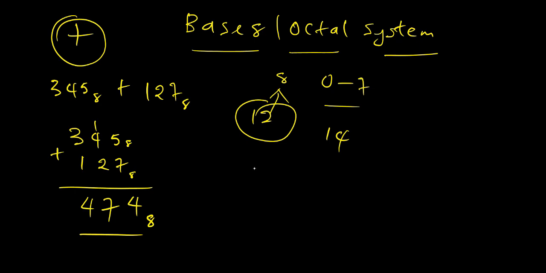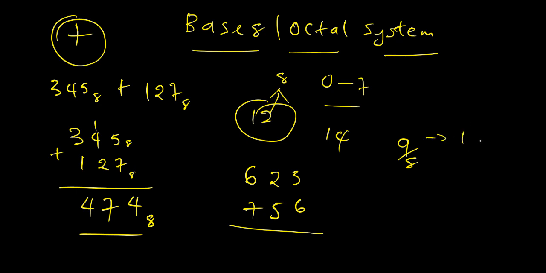If we have 623 plus 756. So we have 6 plus 3, which is 9. So we're going to convert 9 to base 8. Remember, to convert, you simply just need to divide. So 9 divided by 8, we have 1 remainder 1, and then we have 0 remainder 1. So this would be 1 and 1. So we're simply just going to write 1 and carry the other one.